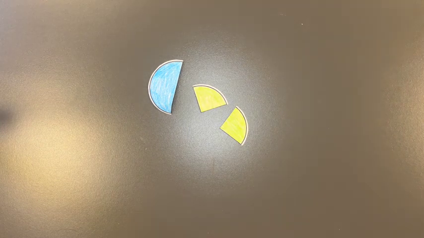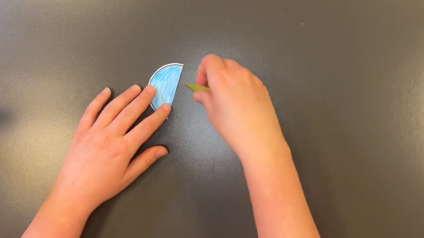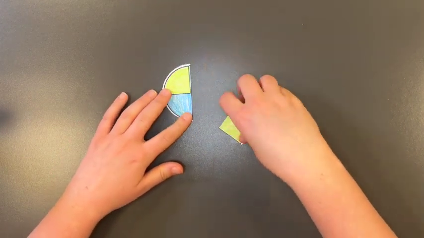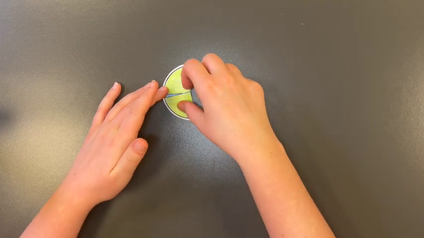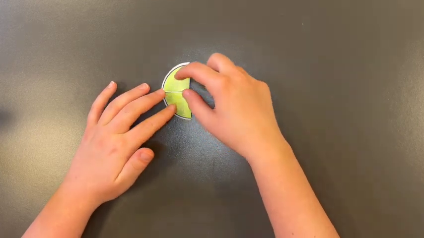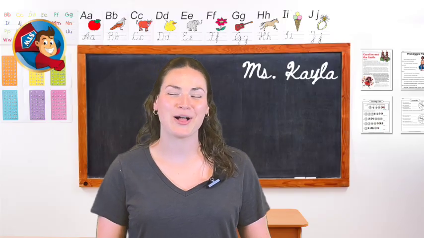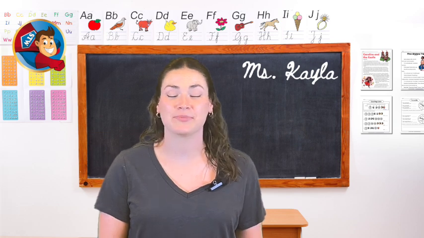Now let's use the fraction circles to explain equivalent fractions. For example, show that 1/2 is the same as 2/4 by placing the 2/4 pieces on top of the 1/2 pieces. The visual demonstration helps students see that different fractions can represent the same value.